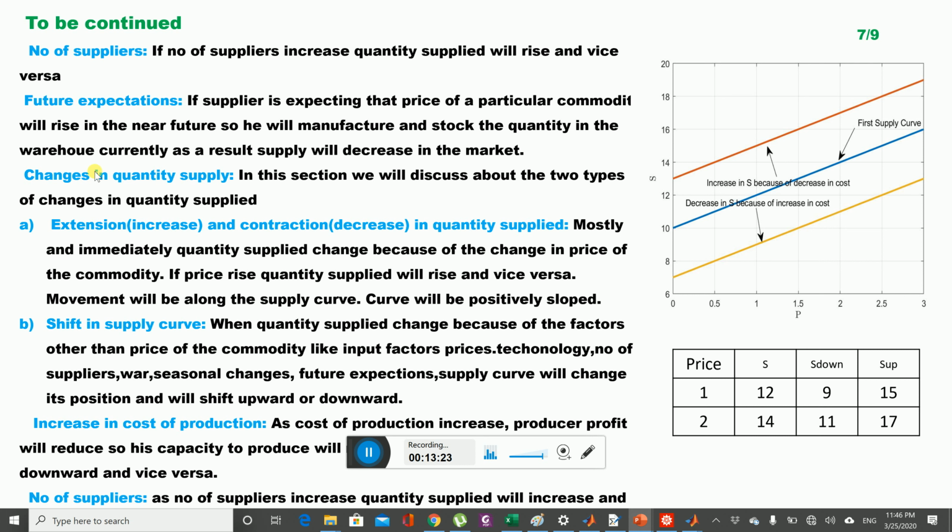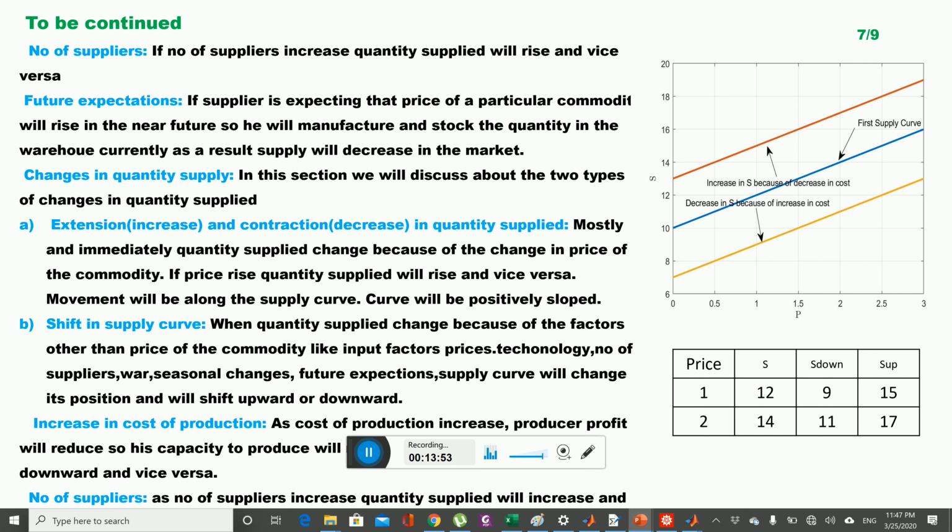Now we are coming toward the changes in quantity supply. Changes in quantity supply, economists divide into 2 types. One is extension and contraction. So when the quantity supplied changes because of the change in price of the particular commodity, this is called extension and contraction of quantity supplied.